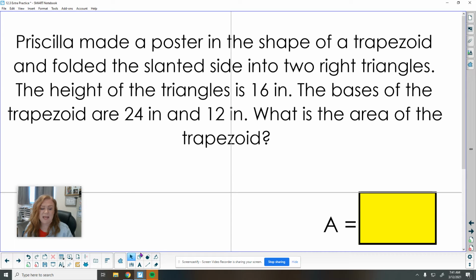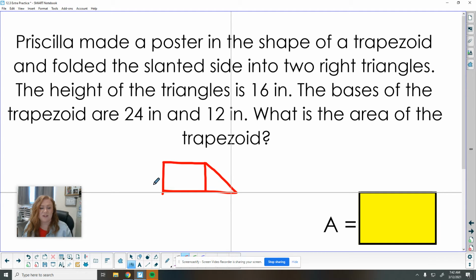Priscilla made a poster in the shape of a trapezoid and folded the slanted side into 2 right triangles. The height of the triangles is 16 inches. So she made a poster in the shape of a trapezoid and folded the slanted side into 2 right triangles. Okay, so we've got triangles, and it looks like we can fold right here, right? Fold this slanted side in.